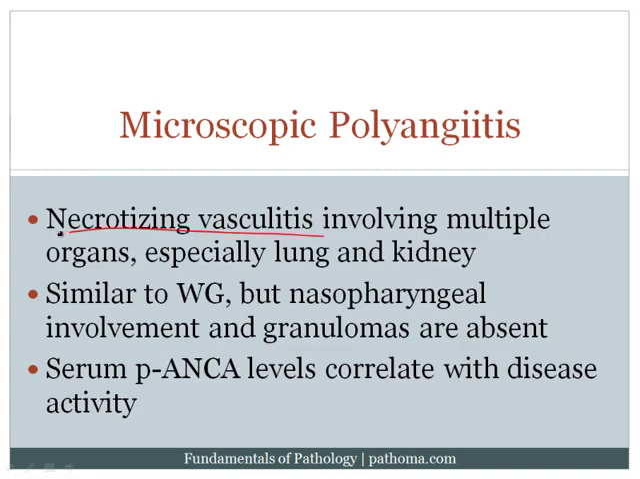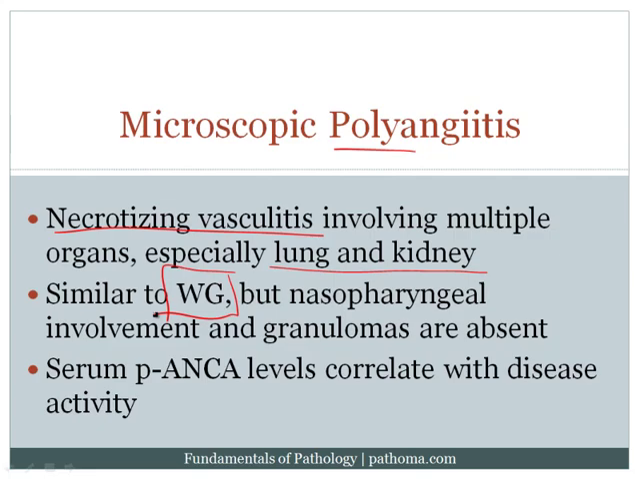This is a necrotizing vasculitis that involves multiple organs, hence the name polyangiitis. Poly implying multiple blood vessels, and it especially involves the lung and the kidney. Basically, it's very similar to Wegener granulomatosis. However, you're going to be missing a few things. In Wegener granulomatosis, you would expect to see nasopharyngeal involvement. In this disease, you will not see that.